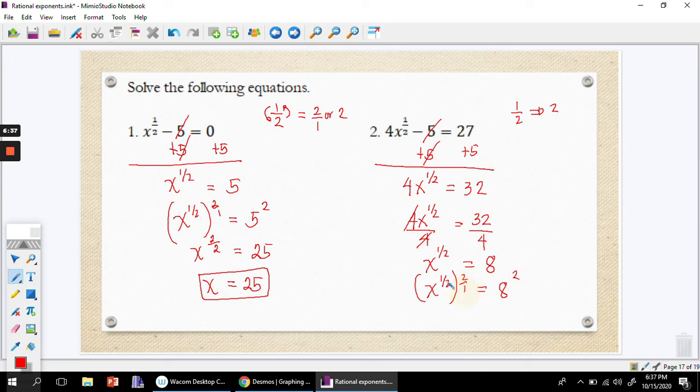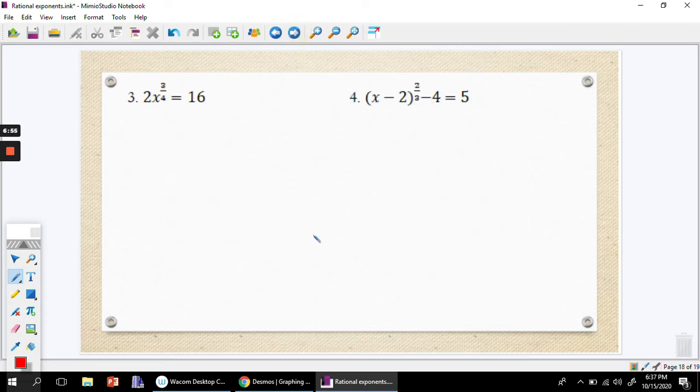So this is over 1. So 1 times 2, 2. 2 times 1 is 2. 2 divided by 2 is 1. So this becomes 1. So x is equal to 8 squared is 64. Alright? Let's have the next example.